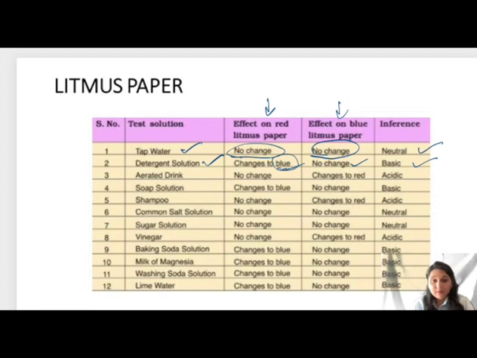Now let's take an example of vinegar. If we put the red litmus paper, there will be no change. And if we put a blue litmus paper, it will change to red. So the last color we are getting here is red, so the solution is acidic. In this way, we can find out with the help of litmus paper whether the solution is acidic or basic in nature, or we can also predict that the solution is neutral.